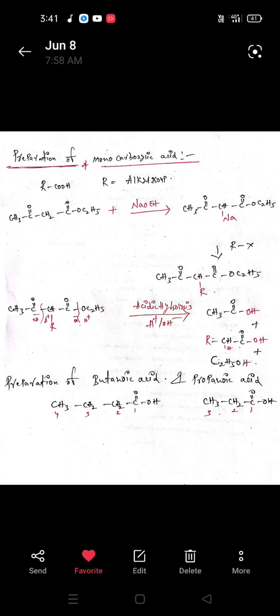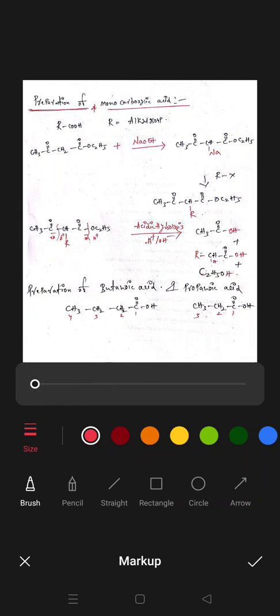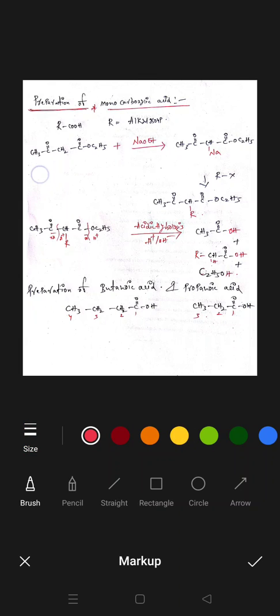Next one, preparation of monocarboxylic acids from ethyl acetate. So this is also a very simple reaction. First of all, the ethyl acetate reacts with a small amount of sodium ethoxide. This small amount of sodium ethoxide reacts with ethyl acetate. So the proton is substituted by the sodium. Here the proton is substituted by the sodium.